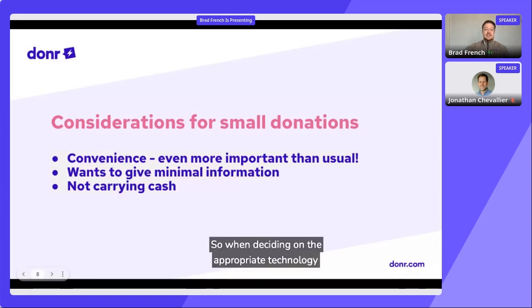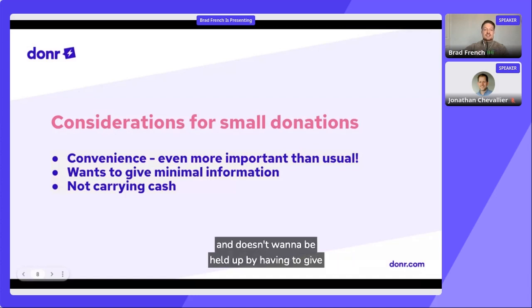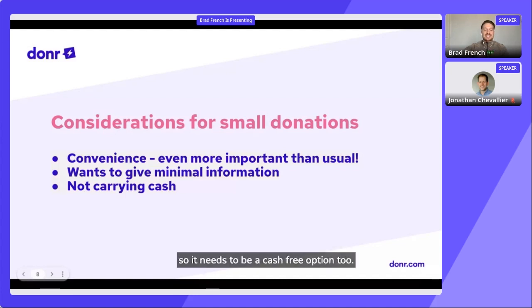So when deciding on the appropriate technology for small donations, there are some key considerations. Convenience is even more important than usual for small donations. Whilst the supporter may be willing to take a little bit longer over a larger donation, a supporter making a small donation wants to make it as quickly as possible and doesn't want to be held up by having to give loads and loads of information. And as we've heard already, people aren't carrying cash, so it needs to be a cash-free option too.